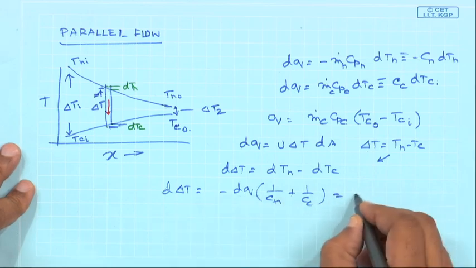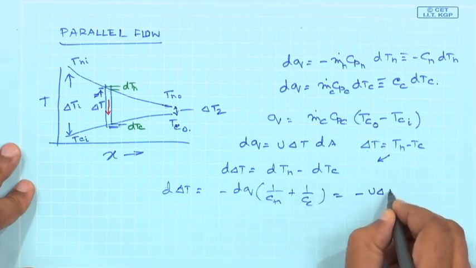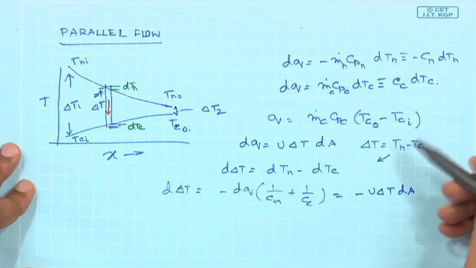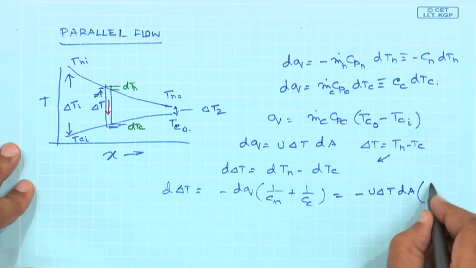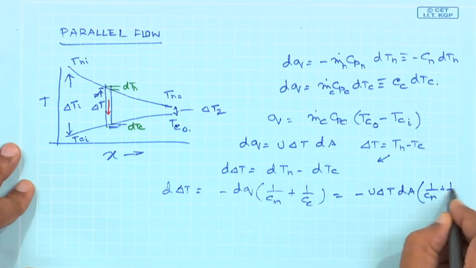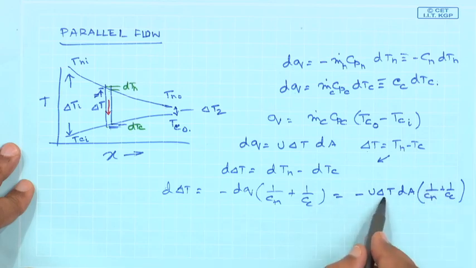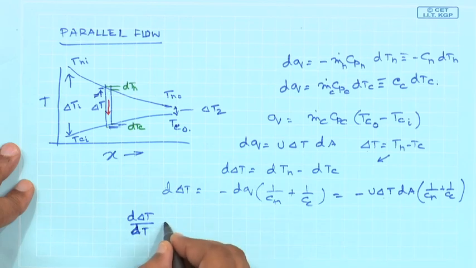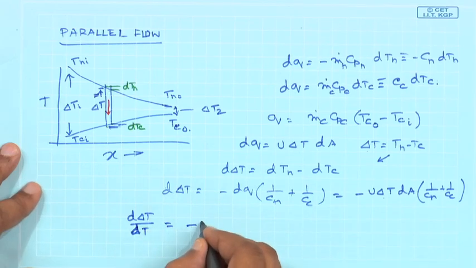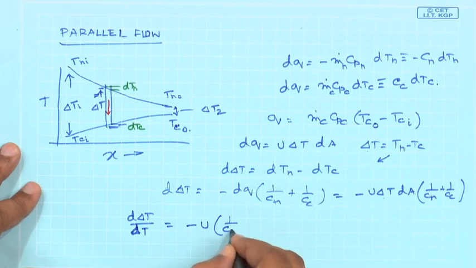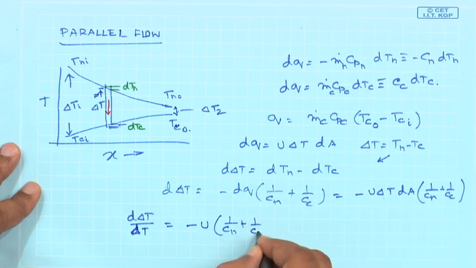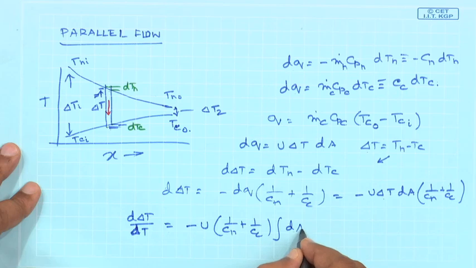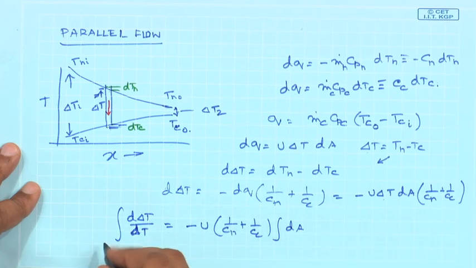And dq can also be written as U delta T times dA from this relation, and (1 by Ch plus 1 by Cc). So, I bring this delta T over here, and therefore I have d delta T by delta T is equal to minus U, the heat transfer coefficient, times (1 by Ch plus 1 by Cc) times dA. All these are constant and therefore they can be kept outside of the integration sign.